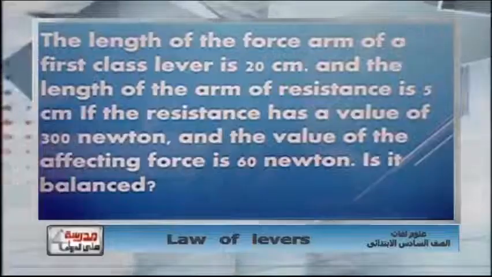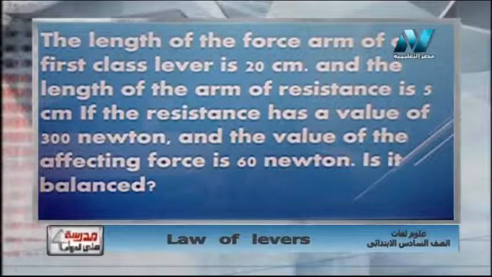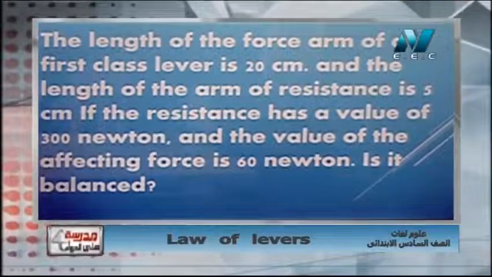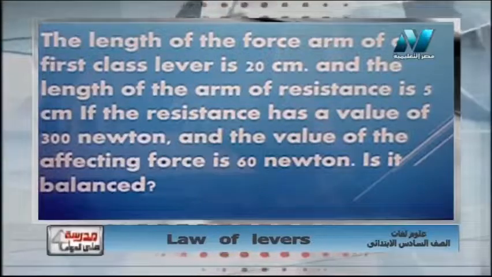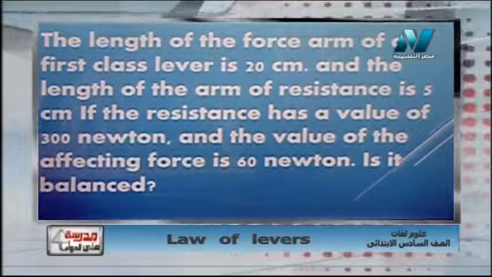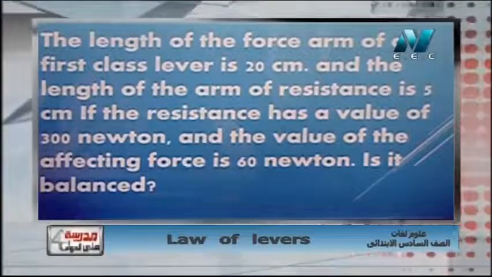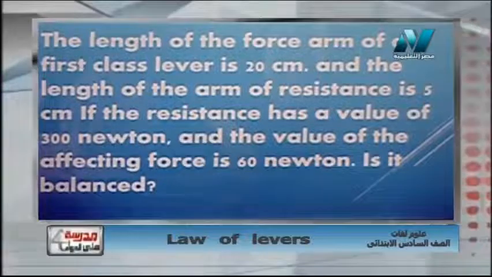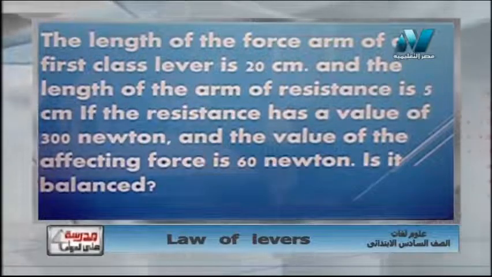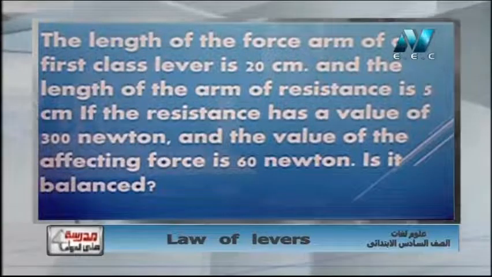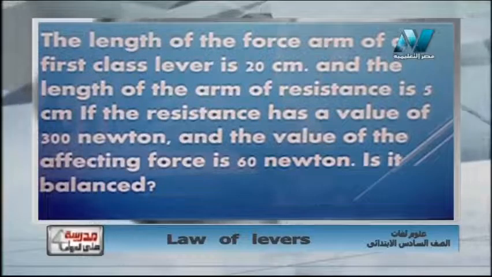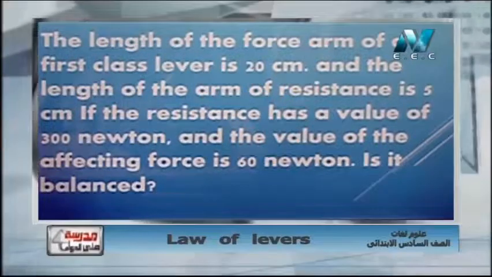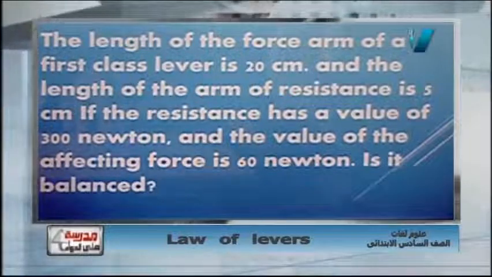Another trick, my dear students, in another problem: the length of the force arm of a first class lever is 20 centimeter. Force arm is 20 centimeter. And the length of the arm of resistance, here resistance arm R.A. equals 5 centimeter. If the resistance has a value of 300 Newton, resistance equals 300 Newton. Now there are three givens. And the value of the affecting force is 60 Newton. F equals 60 Newton. Is it balanced?